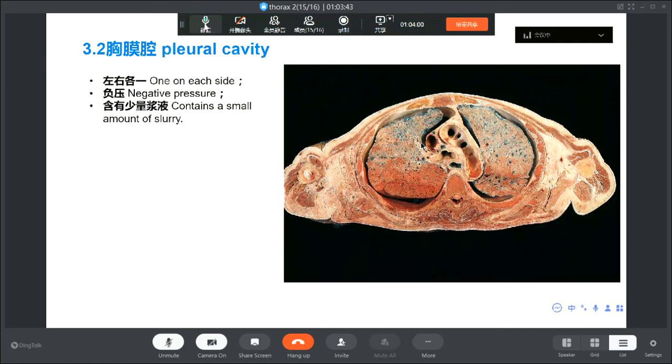So the pleural cavity, on the two sides, each side has one. The second characteristic of the pleural cavity is negative pressure, and in this cavity it contains a small amount of serous fluid.